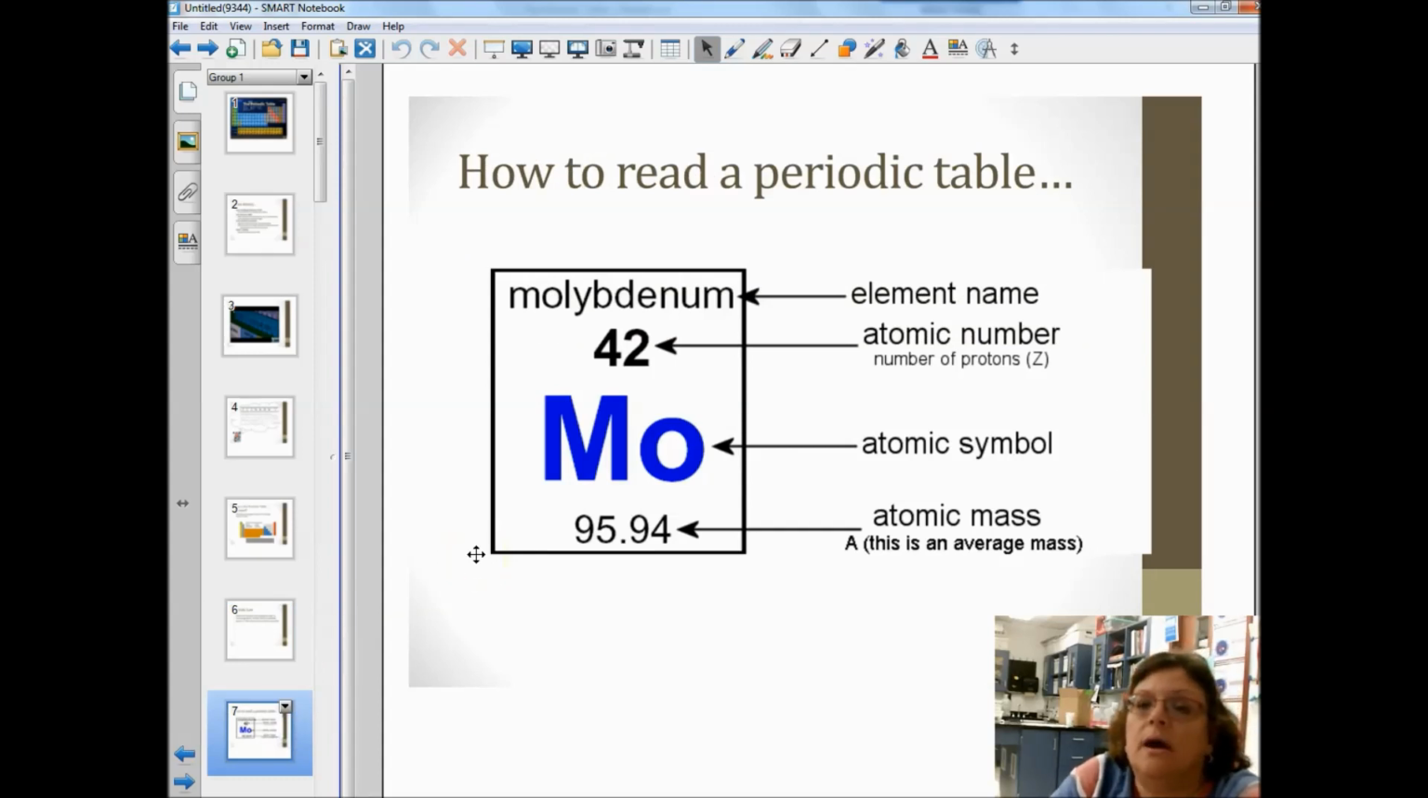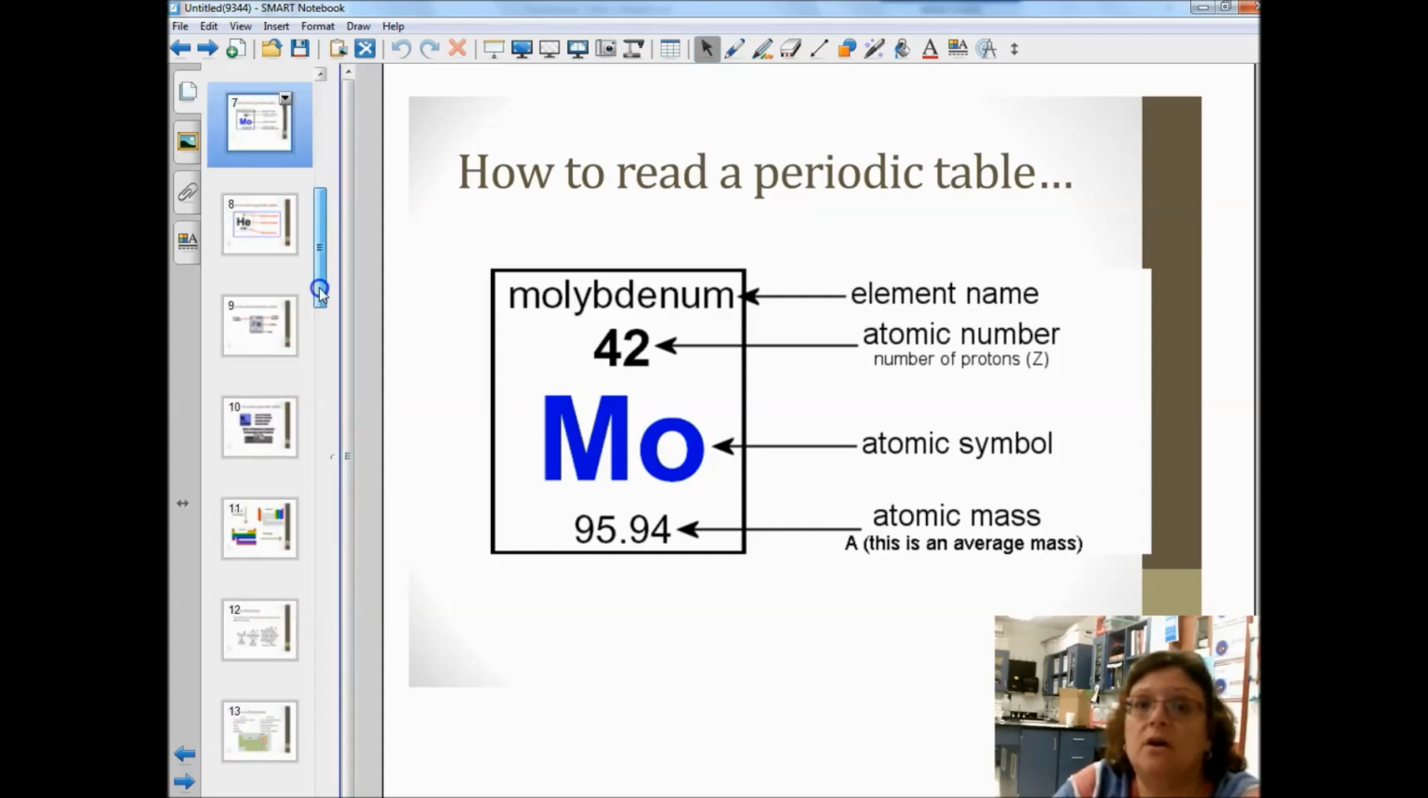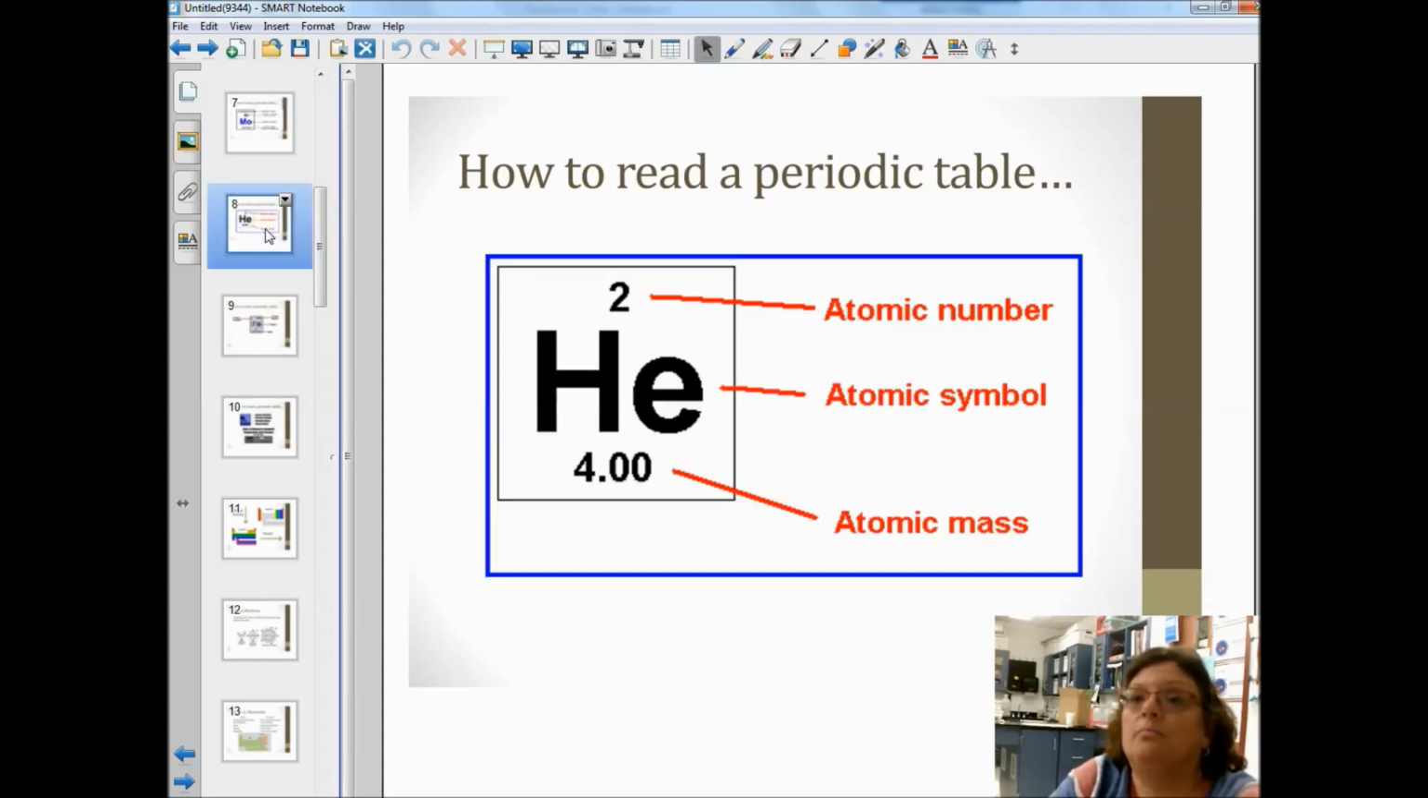When you look at the periodic table, you're going to see the element name. You're going to see the atomic number, which is the number of protons. You're going to see the atomic symbol, and you're going to see the atomic mass. Now, that mass is different than the mass number we have been talking about. The mass number we talk about is for a specific atom. This mass number is an average of all the different molybdenum atoms that are out there.